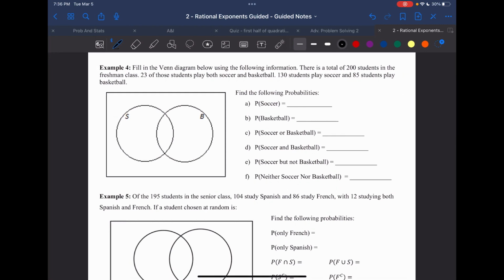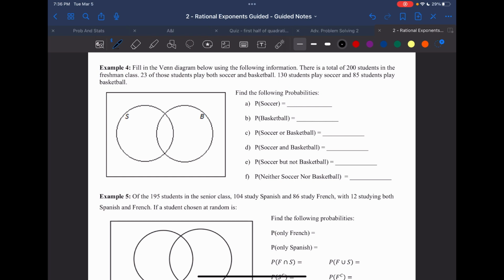Example 4. Fill in the Venn diagram using the following information. There's a total of 200 students in the freshman class. 23 of those students play both soccer and basketball. 130 students play soccer and 85 students play basketball. In order to do this, we're going to have to piece through the information, and make sure that we're not double counting students.